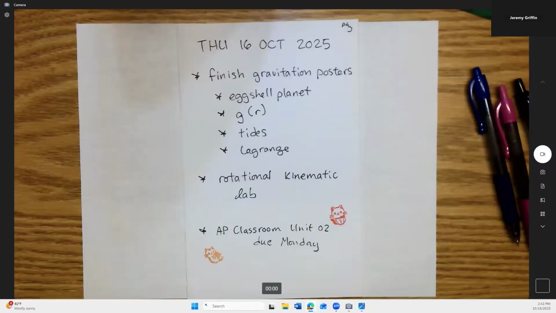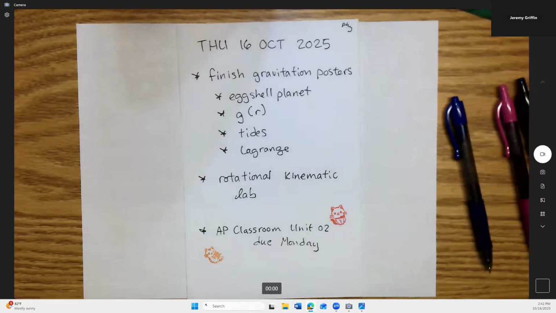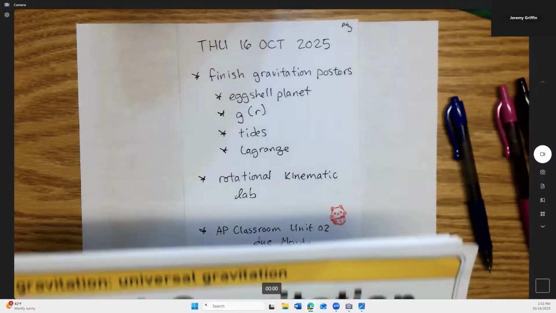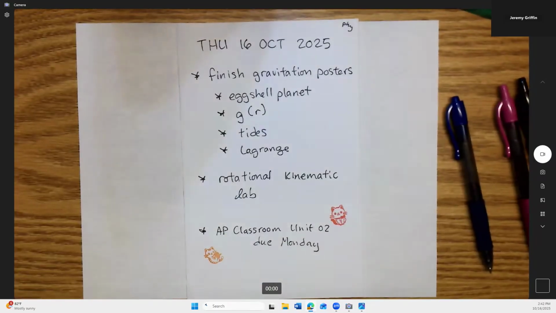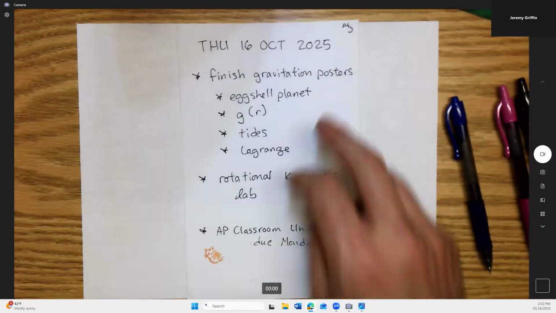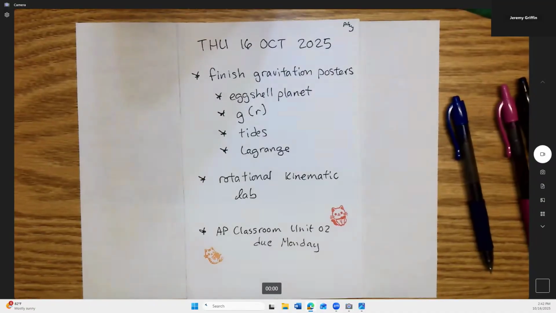Recordings rolling. It is Thursday, October 16th. So yesterday I was taking you guys through these universal gravitation posters. So I'll give you guys a quick recap of the main important ones. And then there were a few more that I didn't quite get to at the end of class. So I'll cover those with you guys.